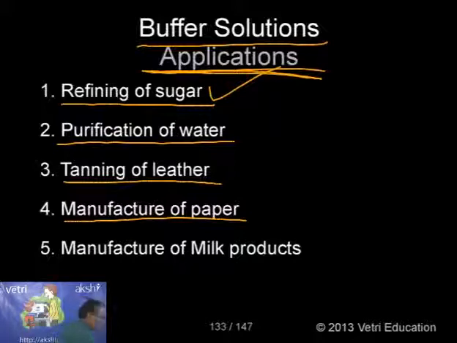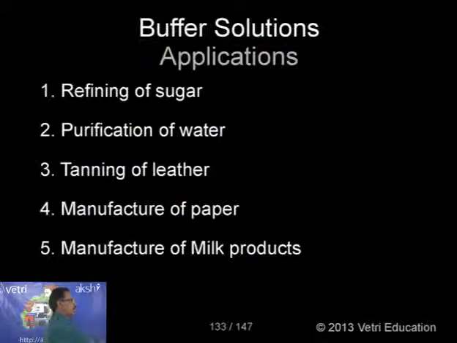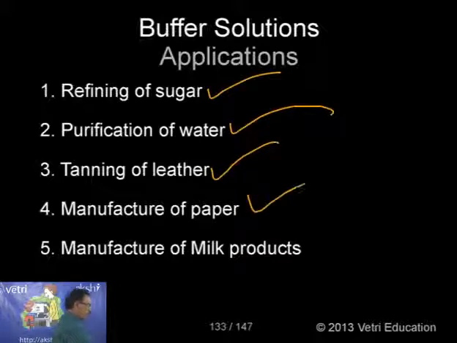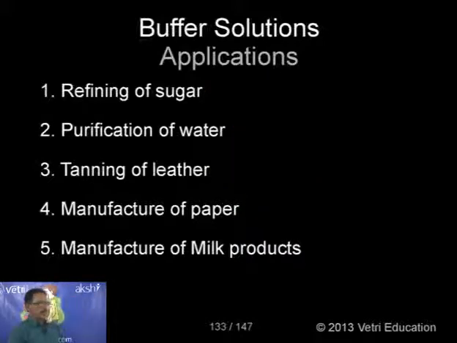Lastly, the manufacture of milk products. Even in the manufacture of milk products, we use buffer solution. So refining of sugar, purification of water, tanning of leather, manufacture of paper, and manufacture of milk products, buffer solutions are commonly used. That is the most important information I want to give.